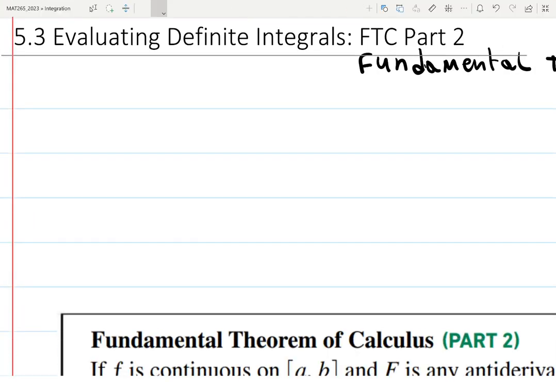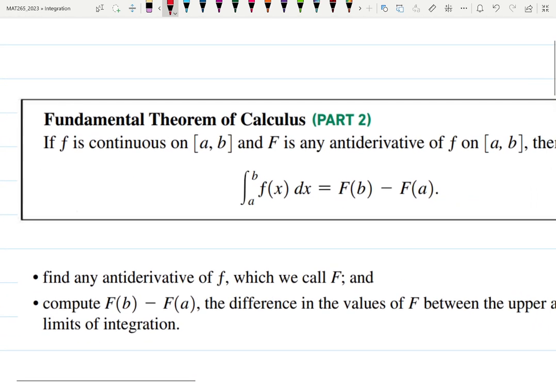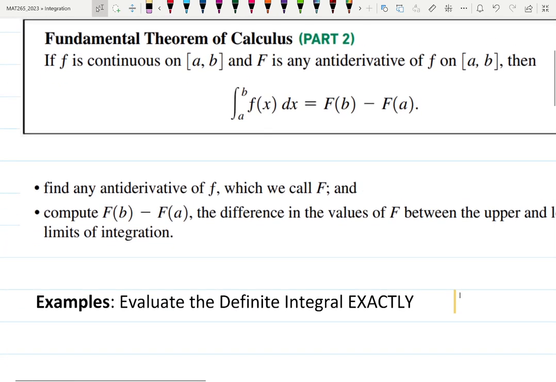Let's concentrate, people. 5.3 will be your favorite homework. It goes fast, it goes smoothly. There's only one thing to know, and you just repeat it again and again and again. Fundamental Theorem of Calculus, Part 2. We always start with Part 2. I don't know why in America they start with Part 2, but this is the easy one.